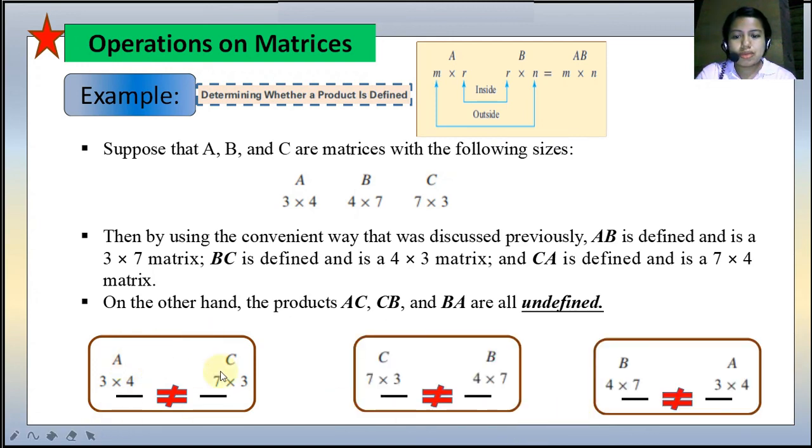Why? So here we have AC, 3 by 4 and 7 by 3. Of course, 4 is not equal to 7, so it is undefined. We have CB, 7 by 3 and 4 by 7, so it is also not defined since 3 is not equal to 4. Then we have BA, wherein B is 4 by 7 and A is 3 by 4. So still 7 and 3 are not equal. Therefore, the product BA is also undefined.